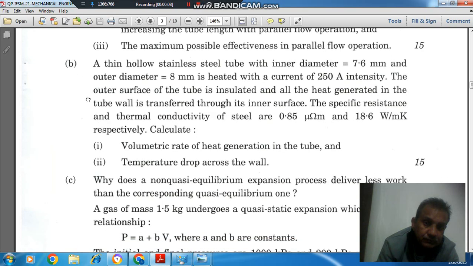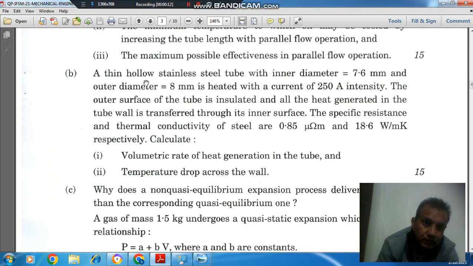2b. A thin hollow stainless steel tube with inner diameter 7.6 mm and outer diameter 8 mm is heated with a current of 250 ampere intensity. The outer surface of the tube is insulated and all the heat generated in the tube wall is transferred through its inner surface. The specific resistance and thermal conductivity of steel are 0.85 micro ohm meter and 18.6 watt per meter per degree Kelvin respectively.